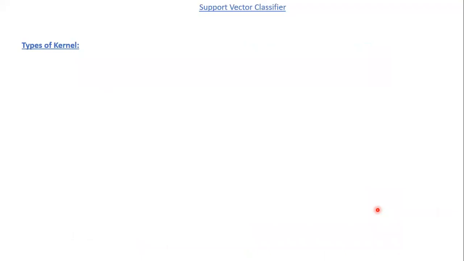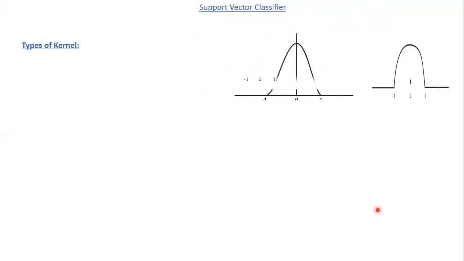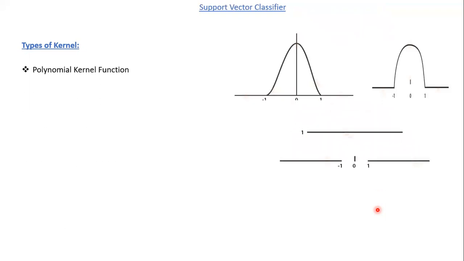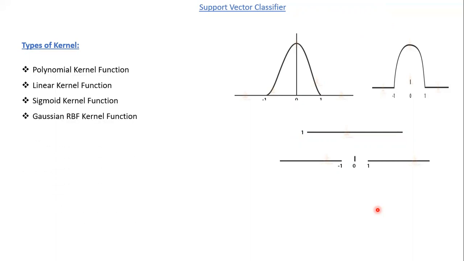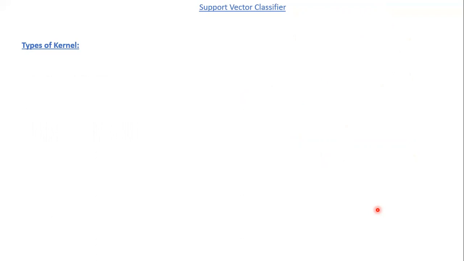So what are the types of kernel we will be using in the SVM? Basically there are a lot of kernels which we'll be using, but in real world scenarios, there are four kernels which are very popular, I can say. So what are these? First is polynomial kernel function, second is linear kernel function, third is sigmoid kernel function, and fourth is RBF kernel function, that is also called as Gaussian RBF kernel function. So, an in-depth explanation about these types of kernels.